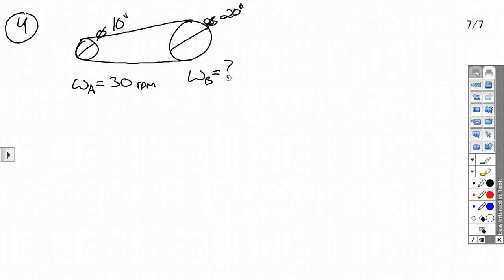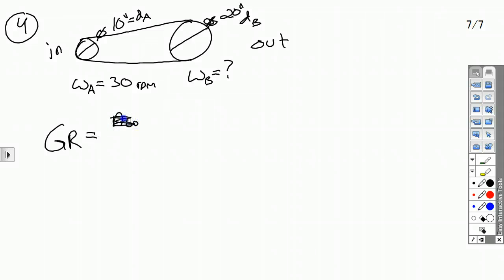So we have diameters, and we have angular velocities. This is the diameter of A, this is the diameter of B. Now the important part of the question is that pulley B is being driven by pulley A, which means A is the input and B is the output. So make sure you're clear about what is in and what is out. I'm still going to call it a gear ratio because it's the same process really.